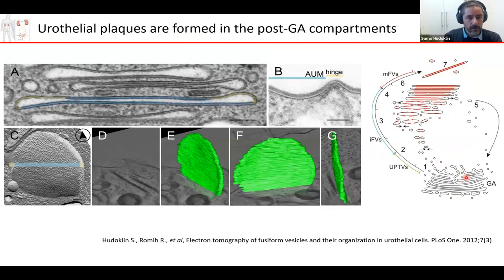Based on this, we proposed a new model of how fusiform vesicles mature, by sequential organization of individual smaller vesicles into larger flattened fusiform vesicles. We also characterized those fusiform vesicles. They are really like pancake-flattened vesicles which contain a urothelial plaque in the middle.